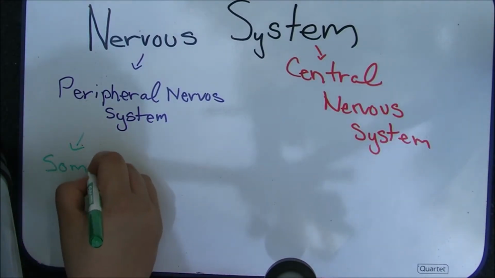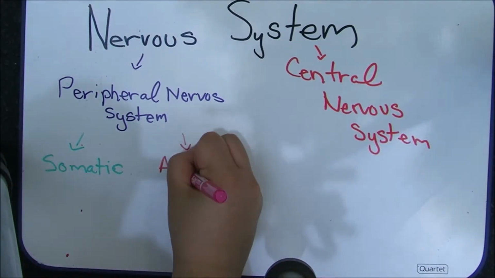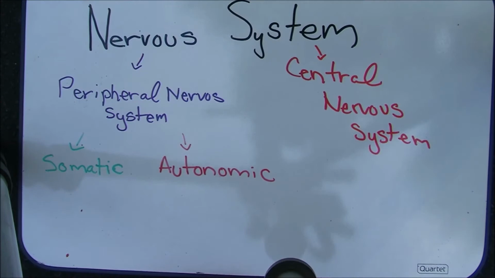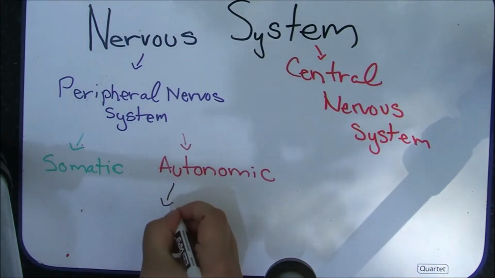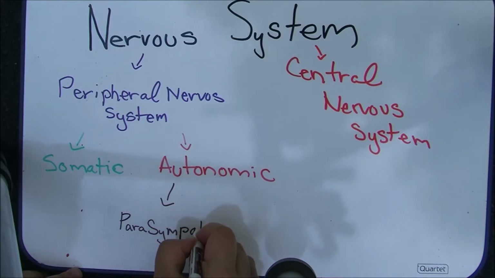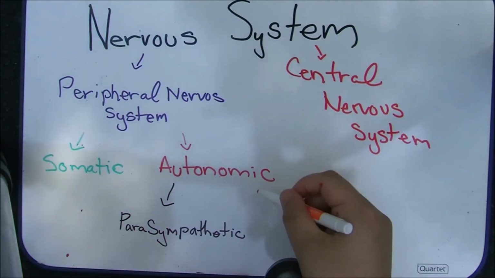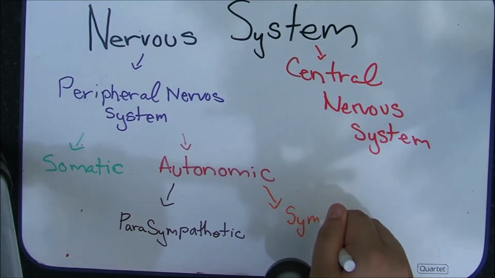The motor subdivision is divided into the somatic, which involves voluntary movement, and the autonomic, which involves involuntary movement. The autonomic nervous system also has two functional subdivisions, the sympathetic division and the parasympathetic division. These two divisions work in opposition to each other. What one subdivision stimulates, the other inhibits.